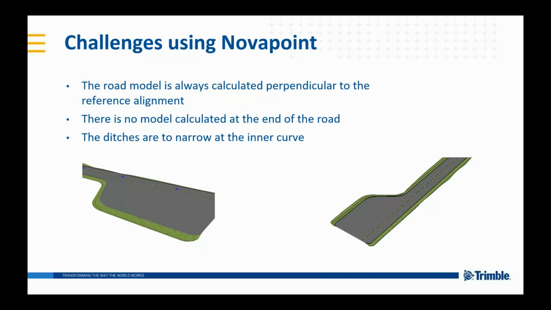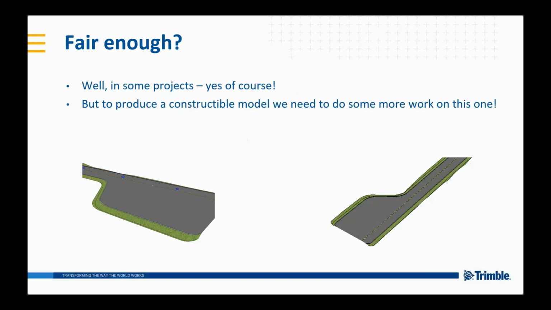You see the examples of this here, that we have no end slopes, and we have some strange looking ditches. And you could ask yourself, of course, in some projects this is totally okay, but in other projects we want to produce a totally constructible model, and then we have to do some more work to make the model just as good as it could be.